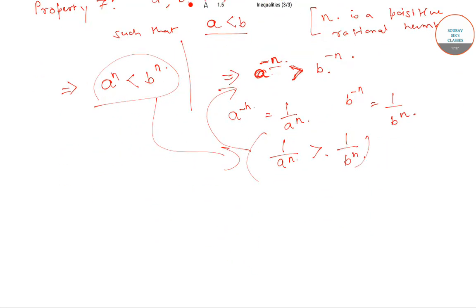And the third one is that a raised to the power 1 by n is less than b raised to the power 1 by n. That is, if a is less than b, then the nth root of a would also be less than the nth root of b, where a and b are positive real numbers and n is a positive rational number.